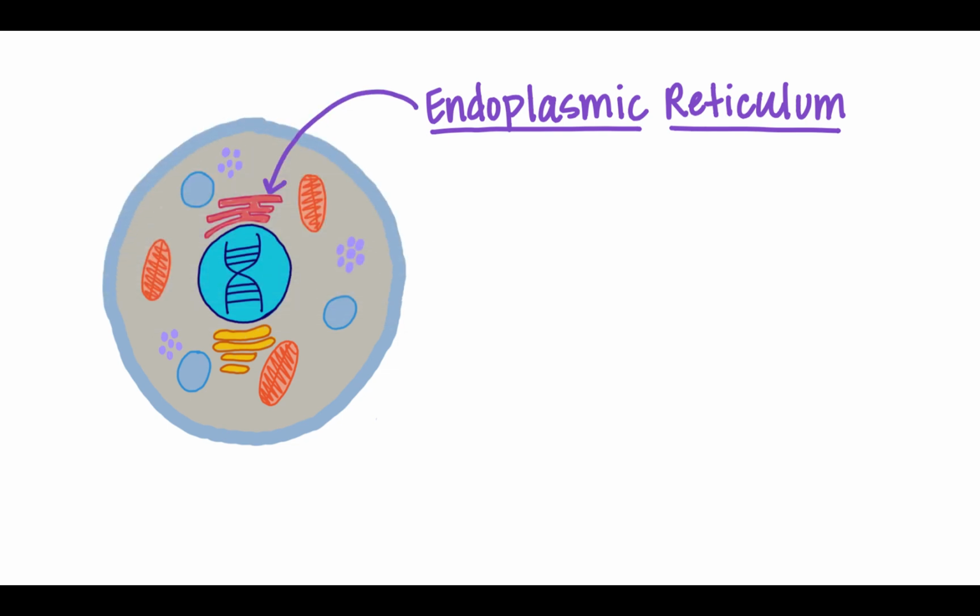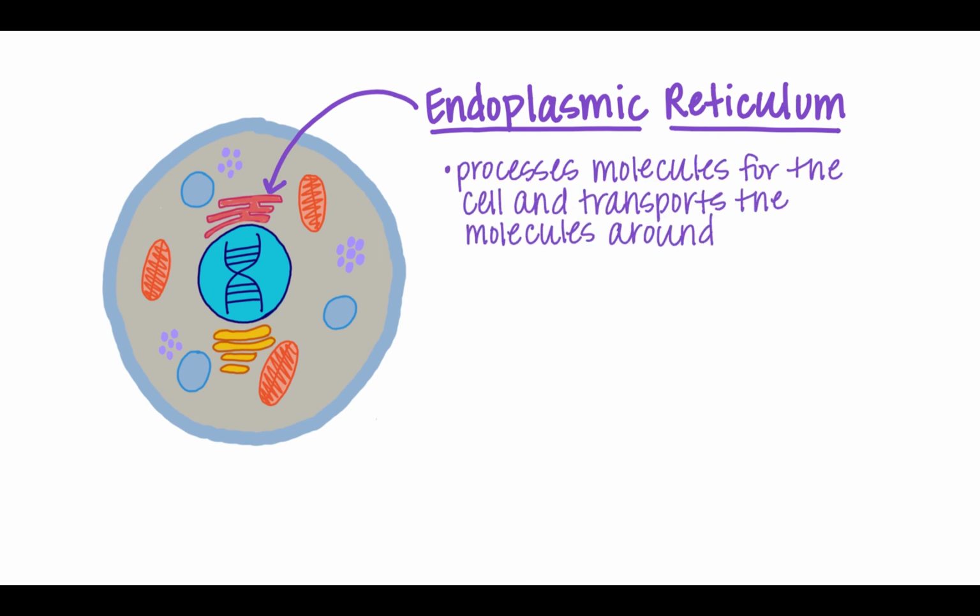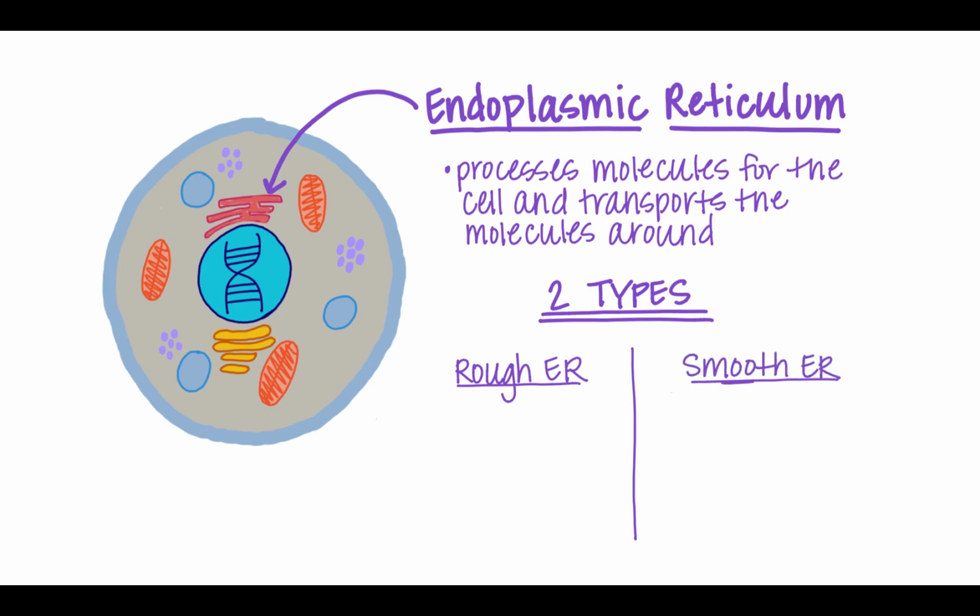The endoplasmic reticulum. The endoplasmic reticulum is an organelle that you're going to see right next to the nucleus. This organelle processes molecules for the cell and transports those molecules around. There are two types of endoplasmic reticulum: rough endoplasmic reticulum and smooth endoplasmic reticulum.